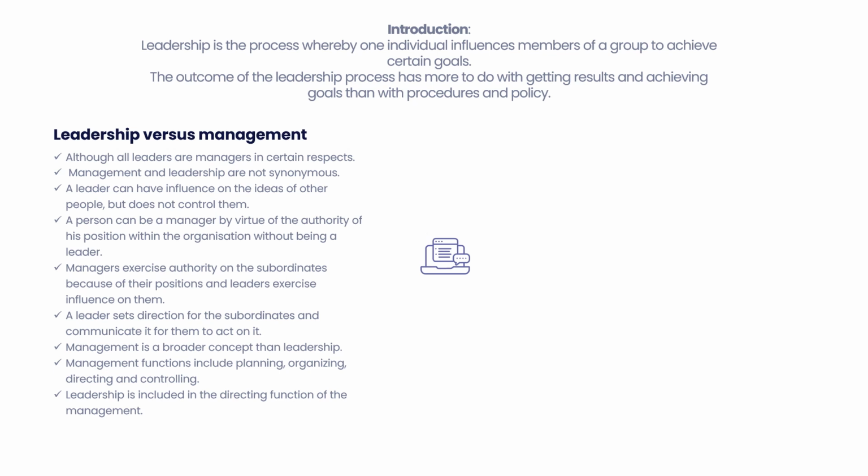Leadership is a style that you are using to reach your goals. You have a vision. For you to take these people to achieve your vision, you need to have a style that you are going to use so that these people will achieve your dreams. But a manager is there to control what they are doing. A leader sets direction for the subordinate and communicates it for them to act on it.